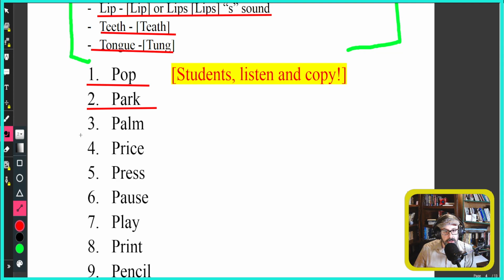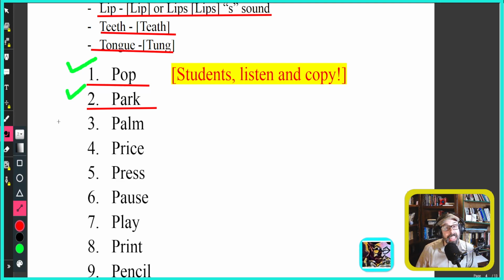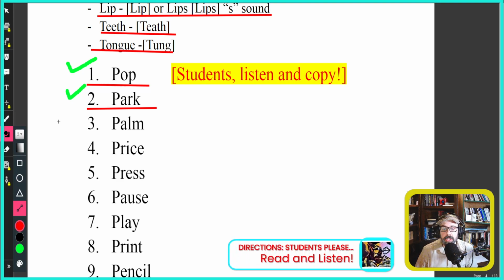Okay, number 3. Okay, 1 is done. 2 is done. Whoops. Let's try that again. Number 1 is done and number 2 is done. Okay, number 3. Listen, read, listen, write if you want to write. Number 3. P. Palm. P. Palm. Okay. Number 3. P. Palm.